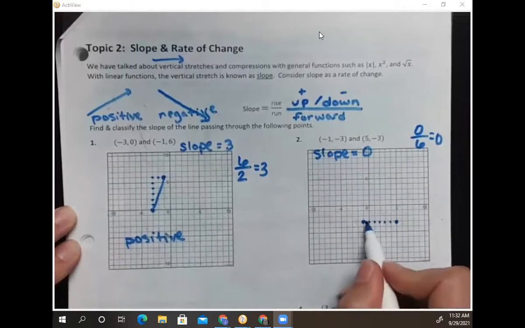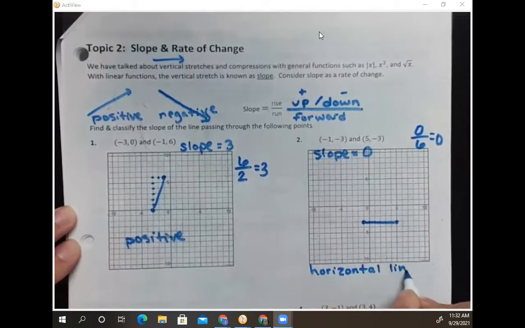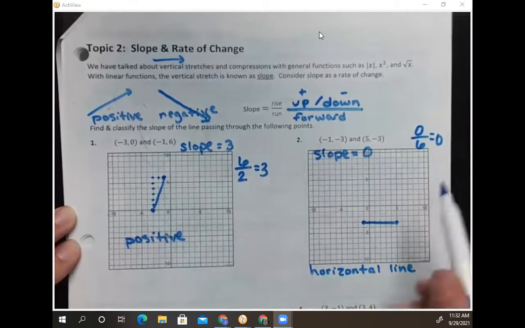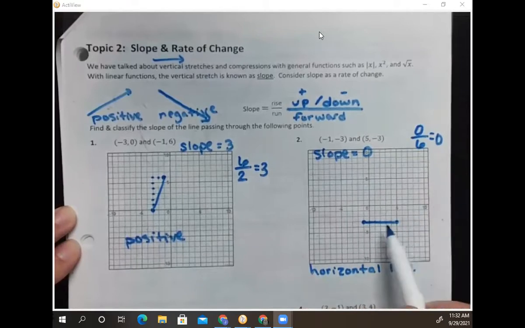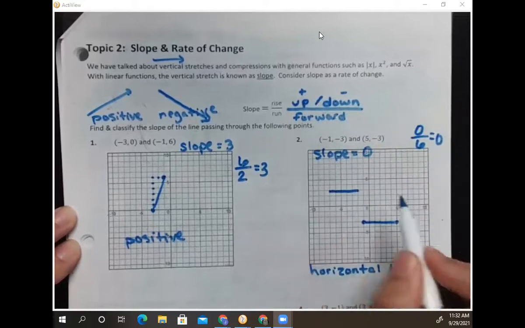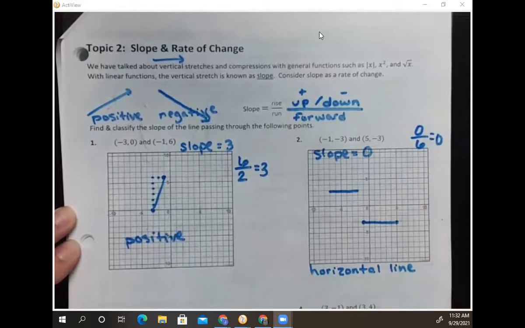What I'm seeing, if I connect those points, is a horizontal line. All horizontal lines are going to have 0 for their slope, because for a horizontal line, I'm not rising any. If I have a horizontal line, no matter where it's at, my rise number is always going to be 0, which means our slope will always simplify to 0.